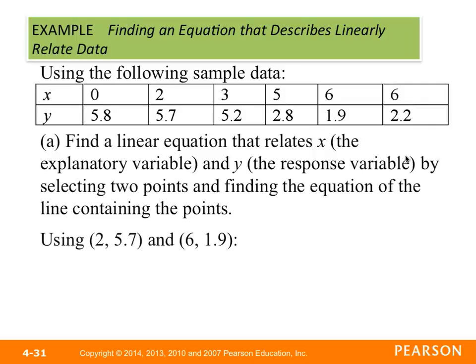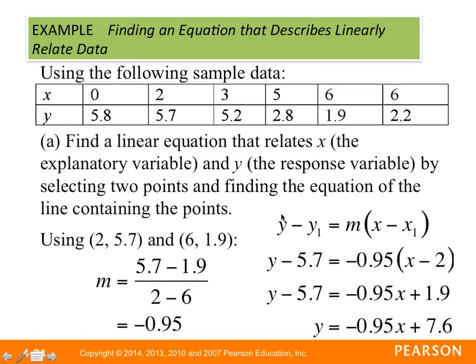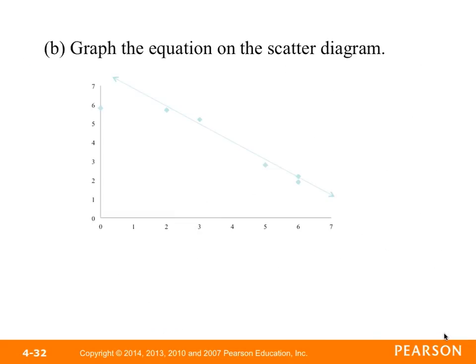You should be pretty familiar with this from previous math classes. If we use the points (2, 5.7) and (6, 1.9), we're going to calculate slope using change in y over change in x, and we get negative 0.95. Then we plug in the 5.7 and the 2 for x1 and y1 into our point-slope form. Solving this, we get y equals negative 0.95x plus 7.6. So that's the actual equation of the line that we found.